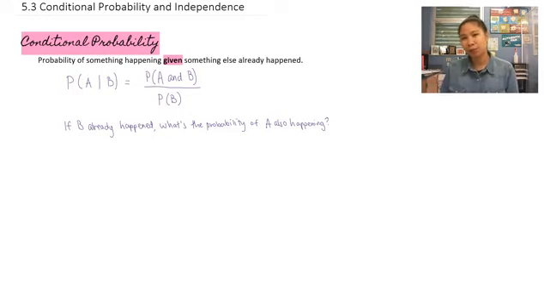So first, conditional probability, another formula. So conditional just means like there was a condition involved. So like basically if we're given information already, what's the probability of something else happening?